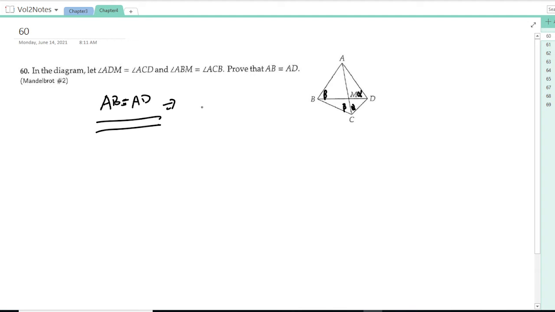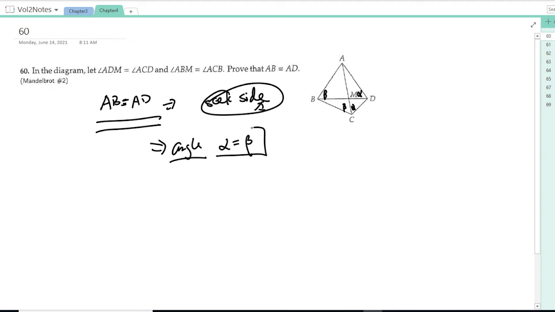The first is the side: we want to prove side equals side, right? The second way, maybe try to see the angle. If we can prove alpha equals beta, maybe we can prove it, right? Let's try some angles first, okay?